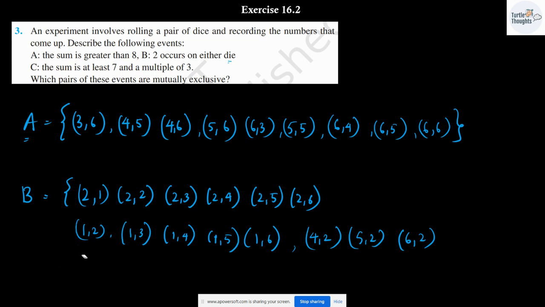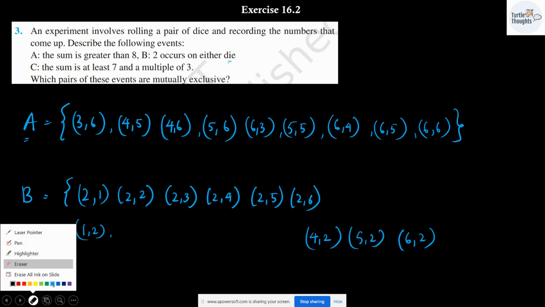Wait, 1 and 2, the sum should be greater than 8, right? No, this is for the B one. Okay, correct. Here this will not be possible because 2 we have to get, right? So here 2 is not there. So these are 3, 4, 5, 6, 7, 8, 9, and 10. 10 outcomes we are getting for B.